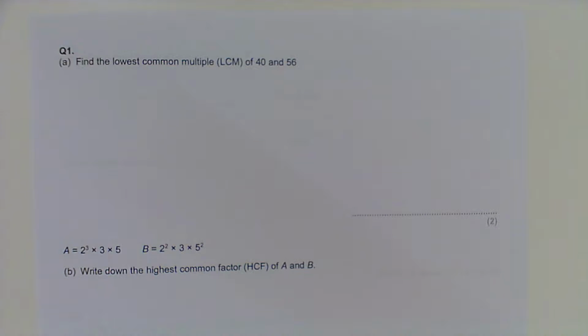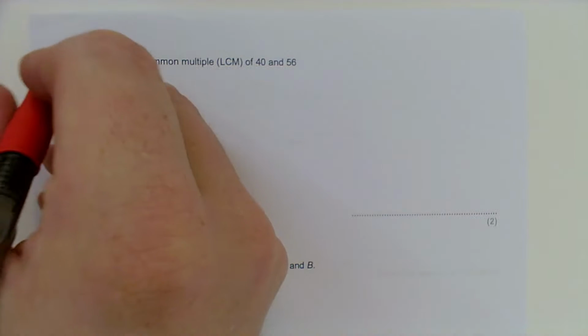Okay, so we're going to have a little look through the Year 11 test, question by question, so you can do corrections. So question 1, find the lowest common multiple of 40 and 56. Well, I think the easiest way of doing this is just to write out the multiples. Now, the 40 times table we probably know.